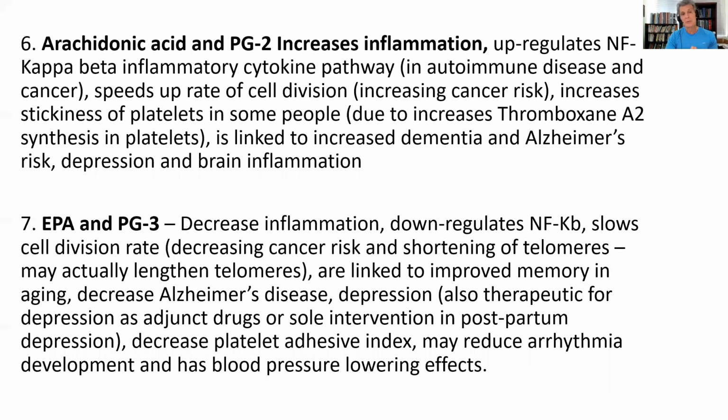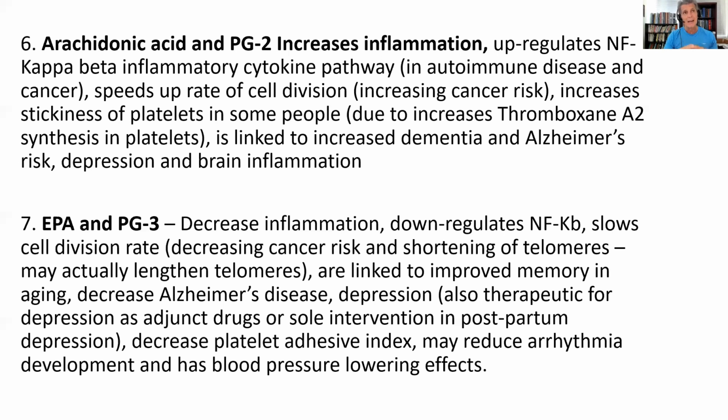And prostaglandin series 2 also speeds up the rate at which cells divide, which increases cancer risk. It also increases the synthesis of thromboxane A2 in your platelets, which makes your platelets a little more sticky, increasing the likelihood that abnormal clots can occur that lead to a heart attack or some type of peripheral vascular blockage. And prostaglandin series 2 tends to promote more brain inflammation linked to dementia, Alzheimer's disease, depression, and other neurodegenerative conditions. So arachidonic acid is sort of the enemy, if you will, as is prostaglandin series 2.